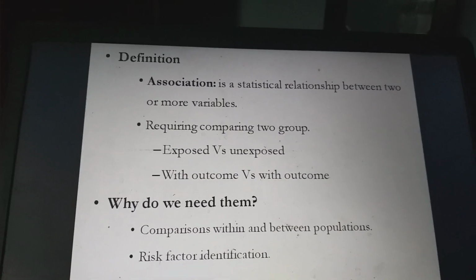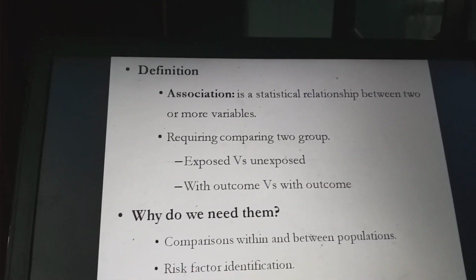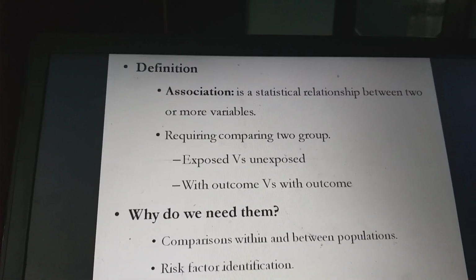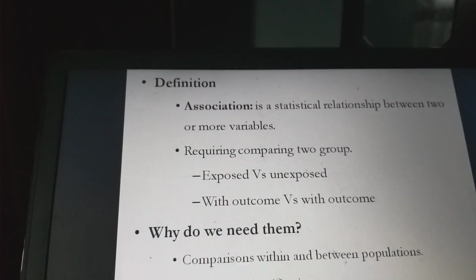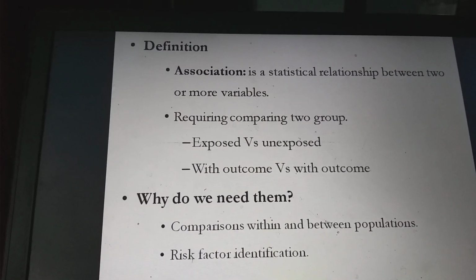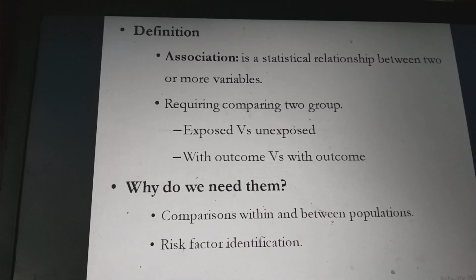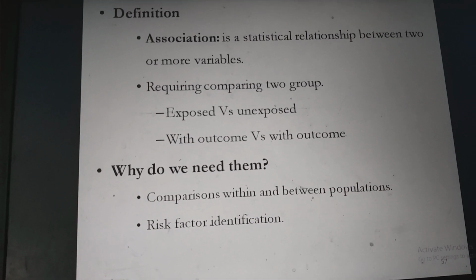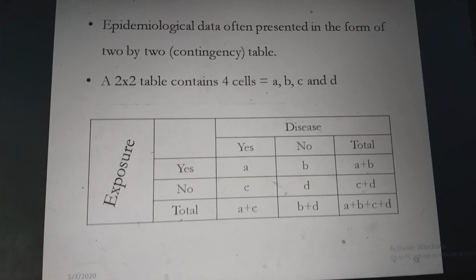So the definition of association: association means a statistical relationship between two or more variables, requiring comparison of two groups, exposed versus unexposed, with outcome or with disease versus without outcome or without disease. Why do we need them? First, comparison within and between populations. Second, risk factor identification. That's why we need to develop associations: simply to identify the risk factors.